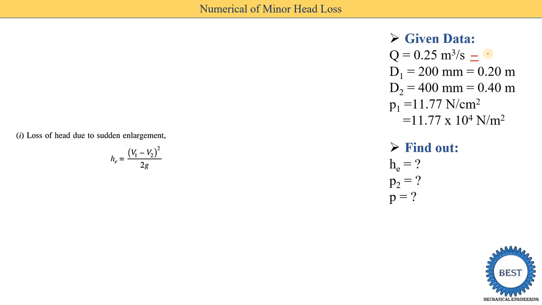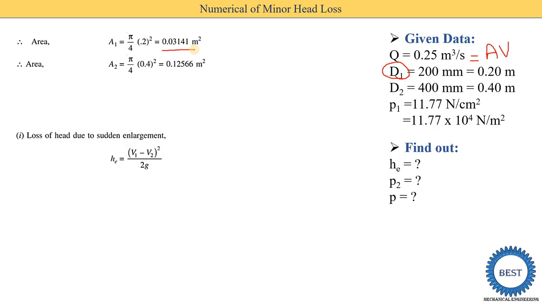Q is equal to area into velocity. So here area is not given, so we find this area from the diameter. If the pipe is circular, then the equation of area is pi by 4 d square. So we first find the area A1, that is pi by 4 d1 square. Value of d1 is 0.2. So we get the answer of A1, it is 0.03141 meter square.